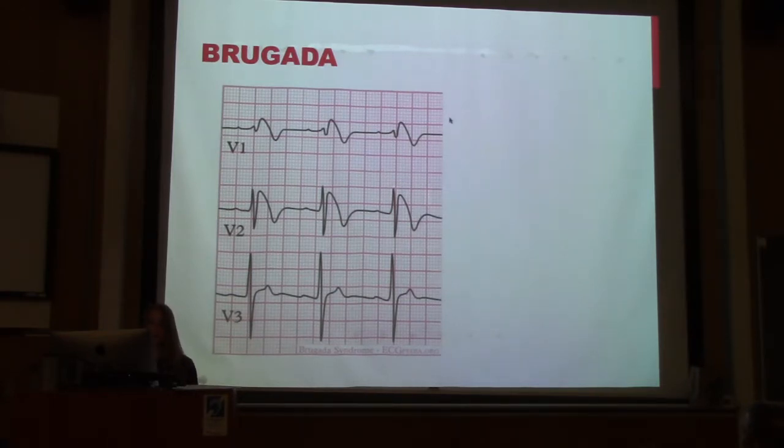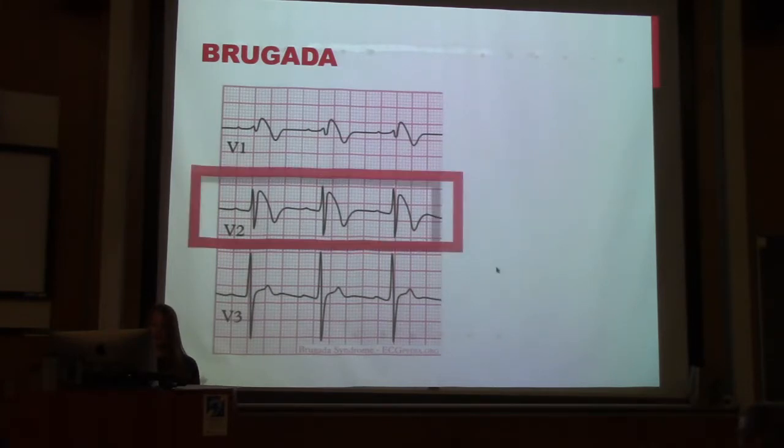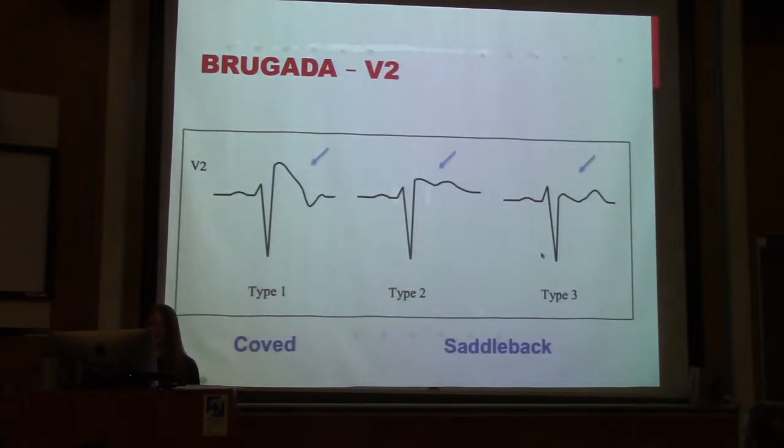I always have to look up the EKG changes when I'm thinking about Brugada. I kind of remember it looks funky in V1 through V3, the ST segment. The most common abnormality is this sort of pseudo RSR prime right bundle branch block pattern in V2. So V2 is primarily where you want to look. So this is the classic coved RSR prime pattern, but you can also see this saddleback pattern as well in types 2 and 3.